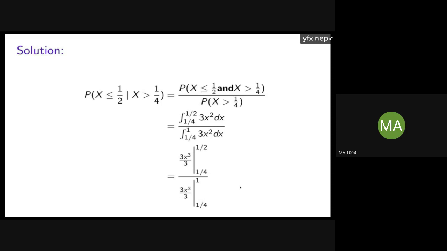0 to 1 by 4, right? Yeah. 1 by 64. So 1 minus the integral from 0 to 1 by 4 of 3x square dx. If you find it that way also, the same answer will come.